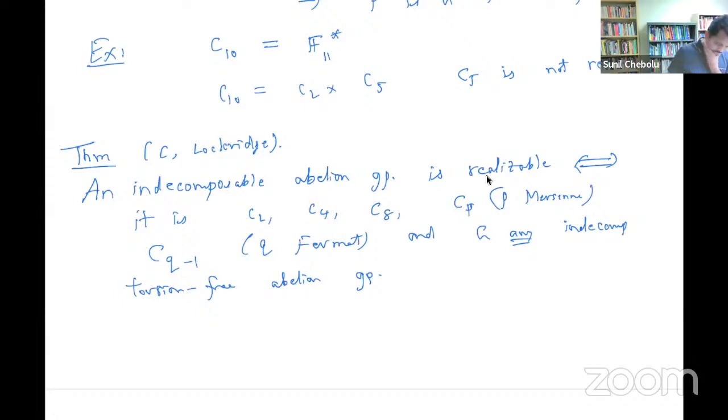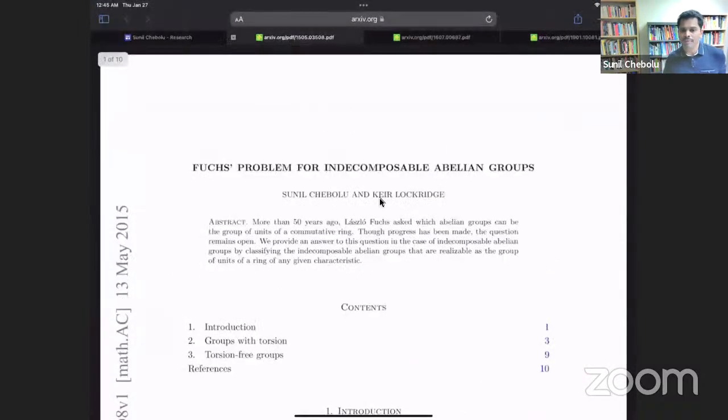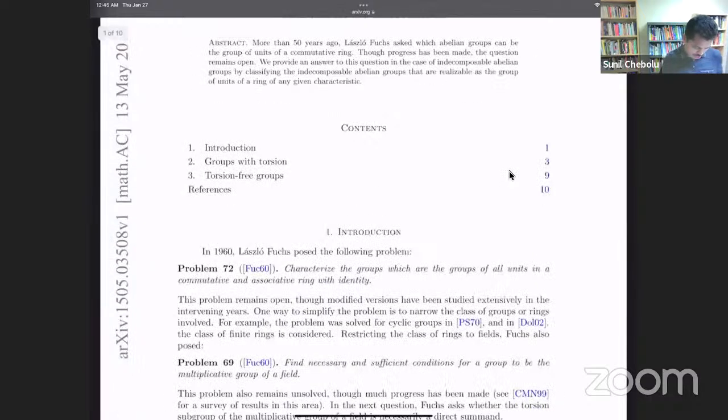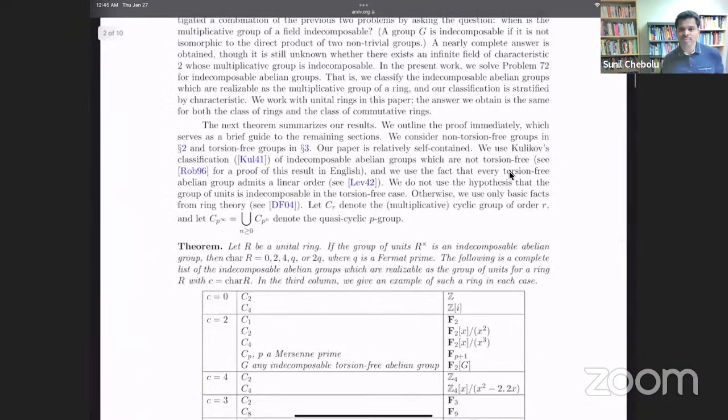commutative ring. Okay, and the main theorem, it will be too much to write down the main theorem. In fact, our main theorem is stratified by the characteristic. So in other words, we not only give the list of all groups which are realizable, we also tell which groups are realizable in every single characteristic that can possibly occur. So let me show you that. So here is that paper, Fuchs problem for indecomposable abelian groups. So let me go right to the theorem that I'm trying to draw your attention to.